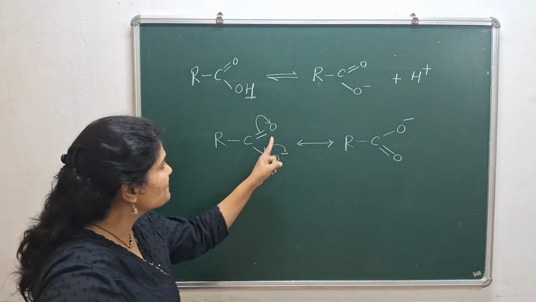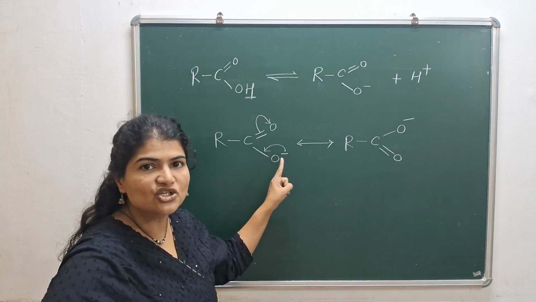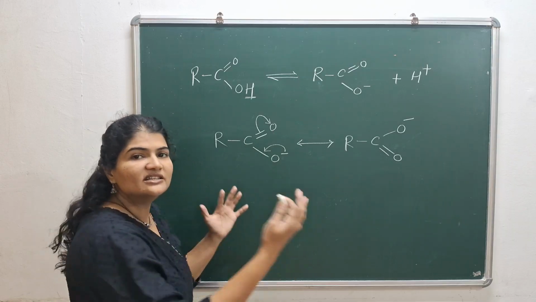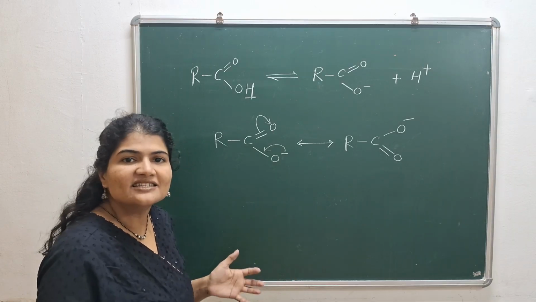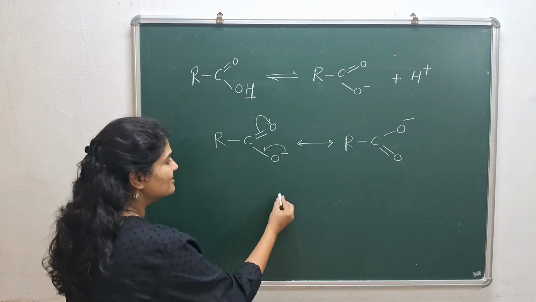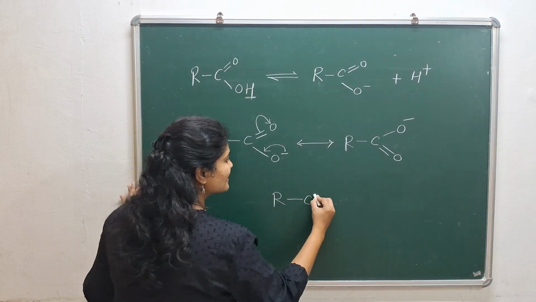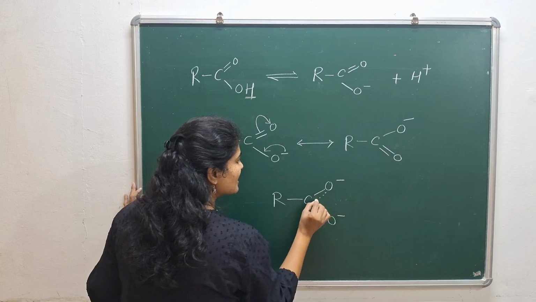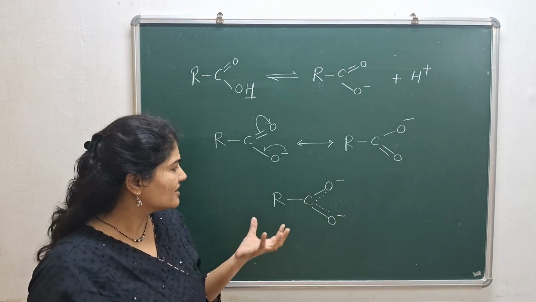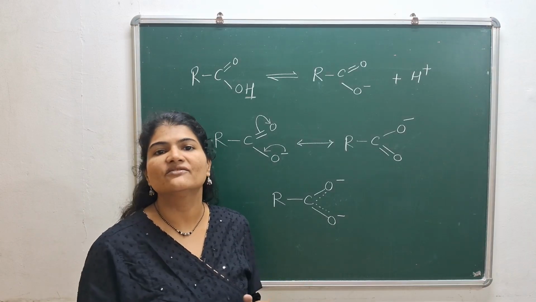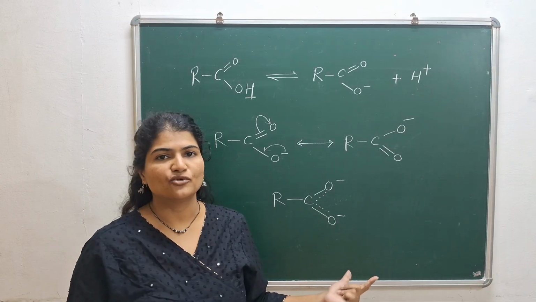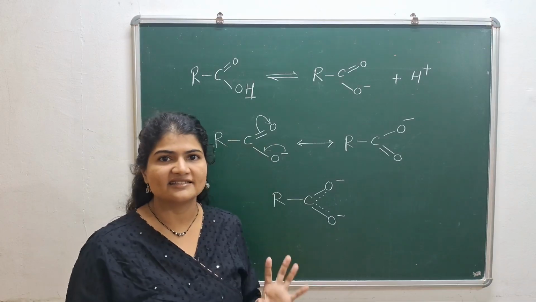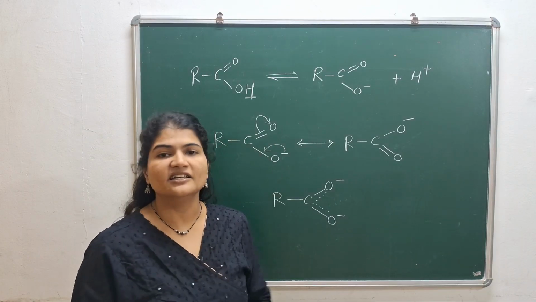Now, as you can see, the double bond can be equally shared between both the oxygens and this carbon atom. Actually, the carboxylate ion exists as a resonance hybrid, meaning it looks somewhat like this, RCOO, and the minus charge is carried by both the oxygens equally. This resonance hybrid is therefore a very stable ion and it makes carboxylic acids considerably acidic in nature.